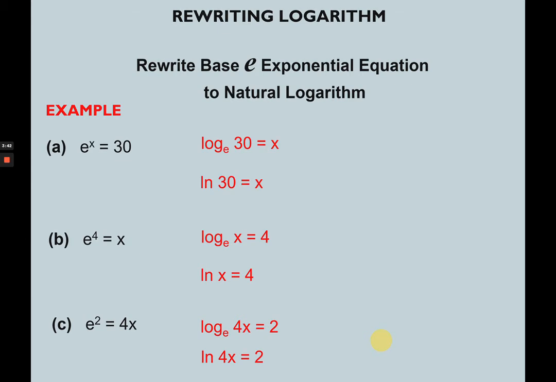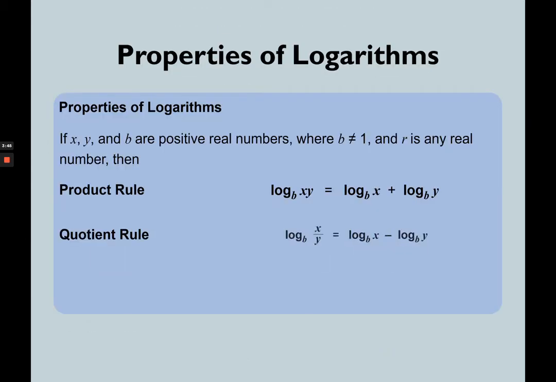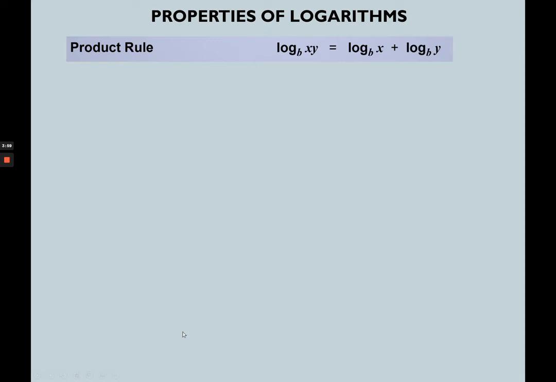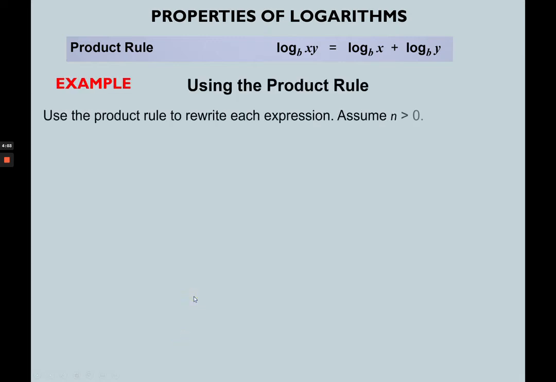Okay? Now, how about the properties? There are three operational properties in logarithms. We have the product rule, quotient rule, and power rule. How do they apply to natural logarithms? First, we take the product rule. Use the product rule to rewrite the expression.